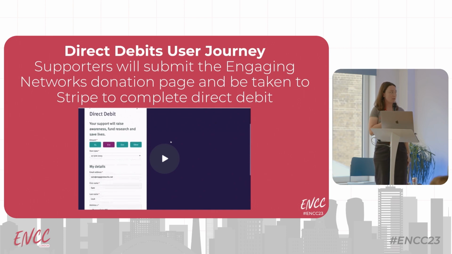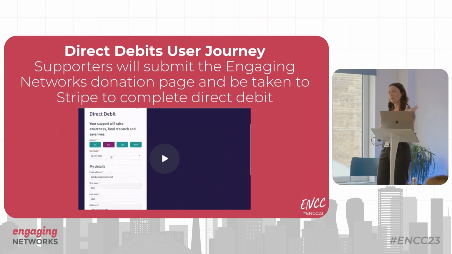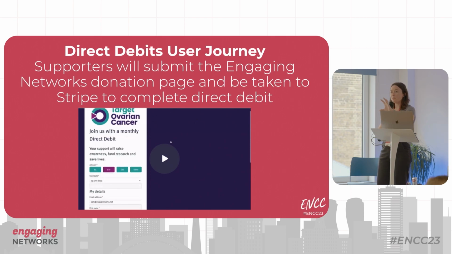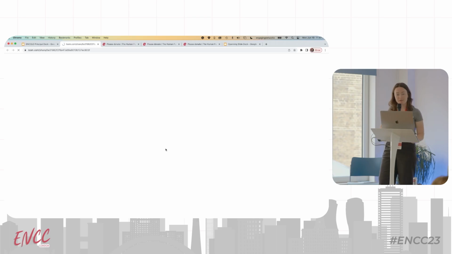All right, and then just for the last one, just a note for direct debits, the supporter would start on the Engaging Networks page, and then they would be taken to Stripe to fill in their bank information, and then once they submit that, taken back to the Engaging Networks thank you page. And so I didn't trust myself to do this in real time, so I did a video for this one.